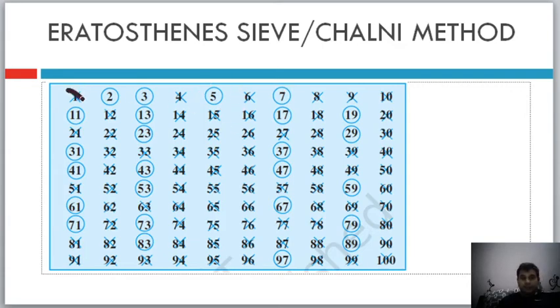So 1 we know that it is a special number, so we have struck it out. 2 is the first prime number we know, so we circle 2, and then we strike out all the multiples of 2. So what are multiples of 2? 4. All the even numbers are multiples of 2. So all even numbers, this entire line is wiped out.